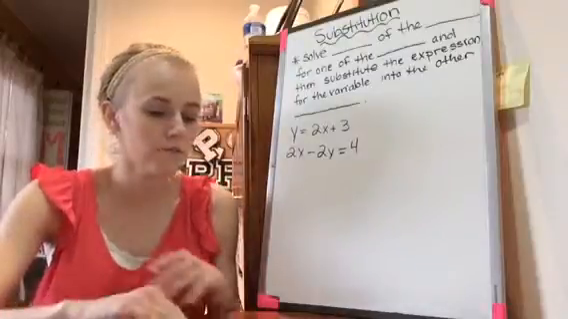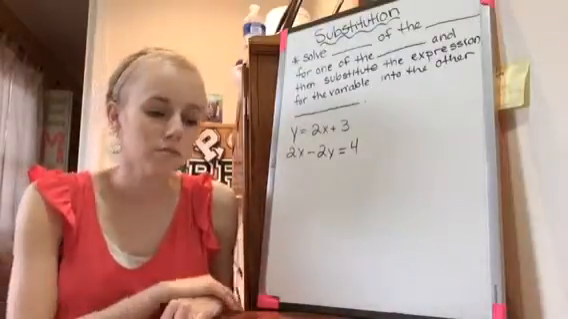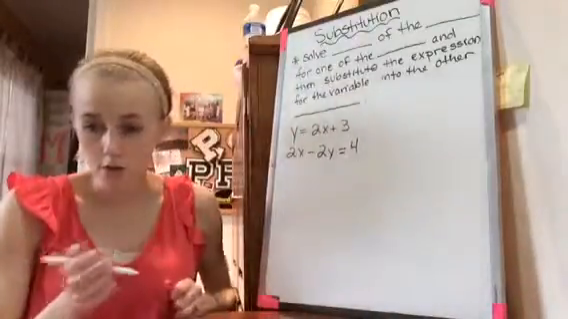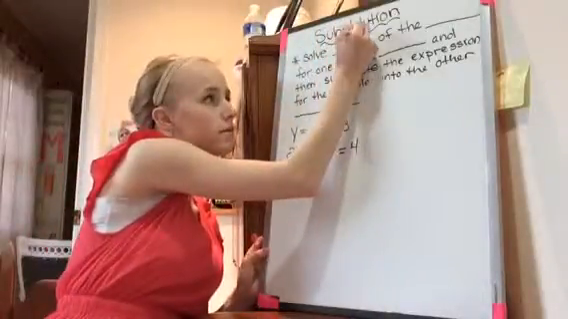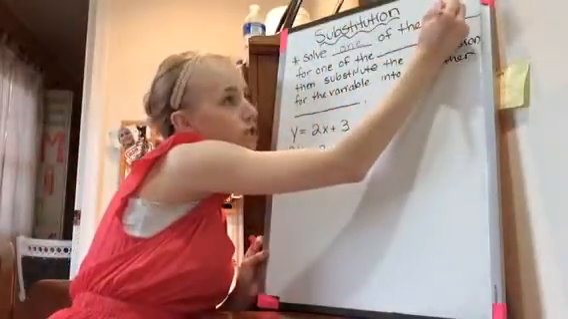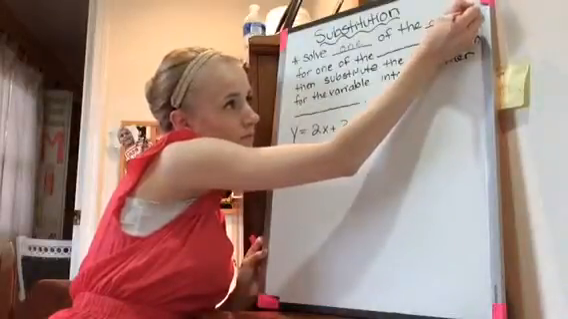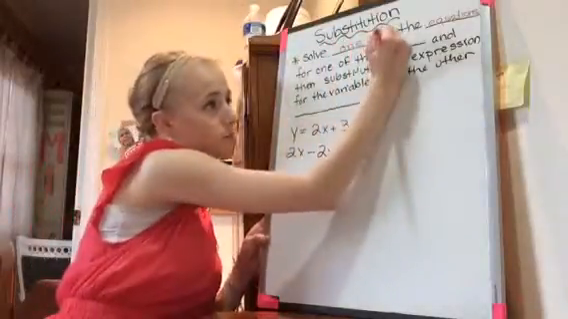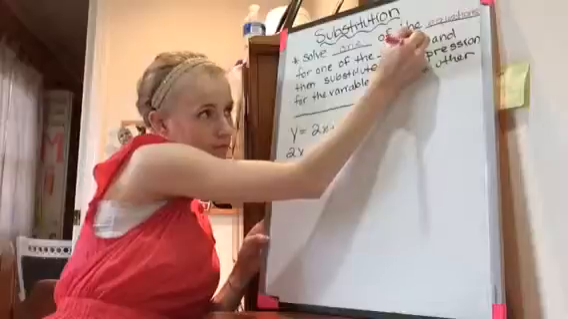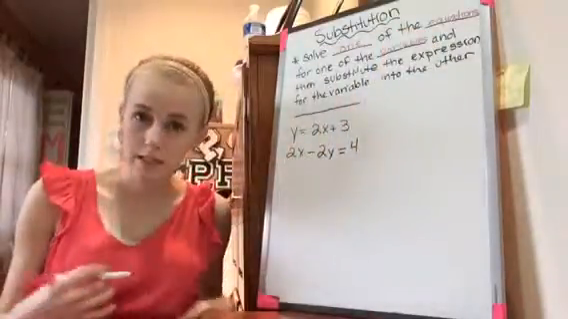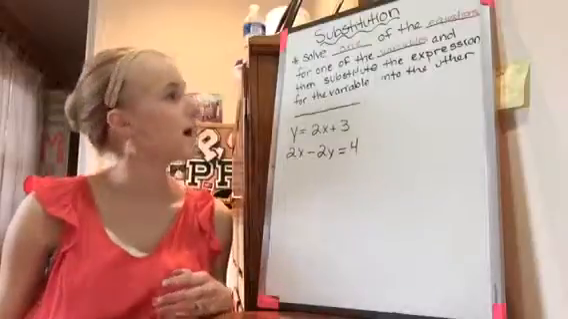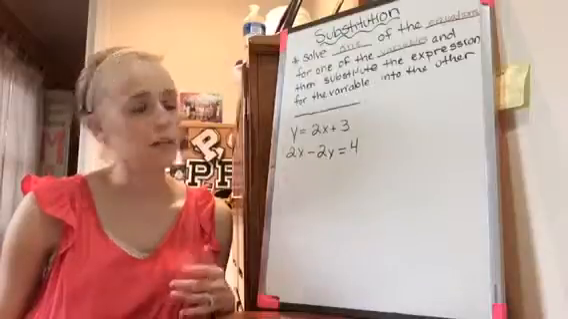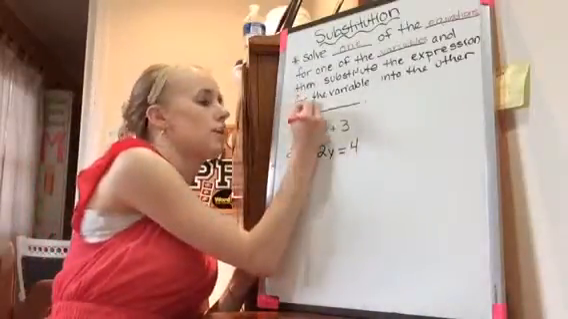All right, so you have your notes in front of you, and it says, to solve a system of equations using the substitution method, you need to solve one of the equations for one of the variables. Okay, remember, system of equations is going to have multiple variables. And then substitute the expression for the variable into the other equation.